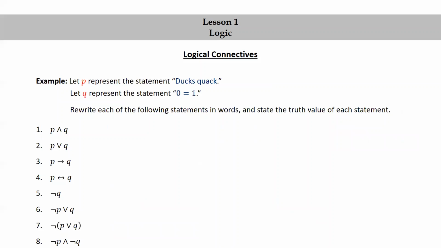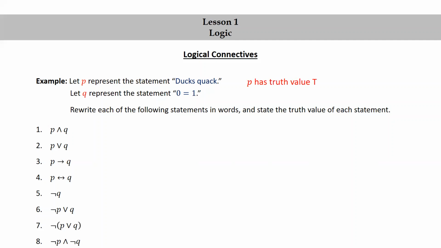Let's look at an example. Let P represent the statement ducks quack. Let Q represent the statement 0 equals 1. Rewrite each of the following statements in words and state the truth value of each statement. P and Q, P or Q, P implies Q, P if and only if Q, not Q, not P or Q, the negation of P or Q, not P and not Q.